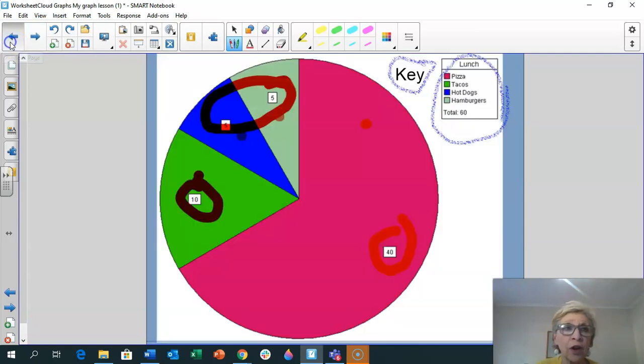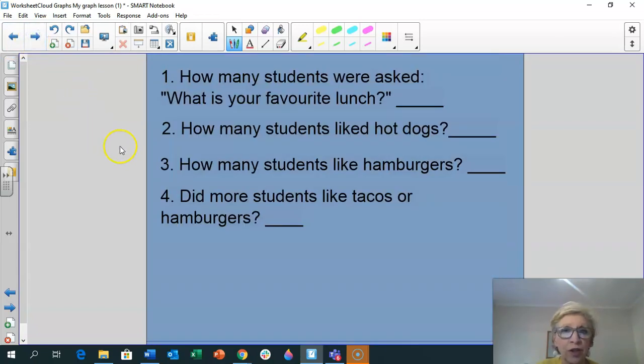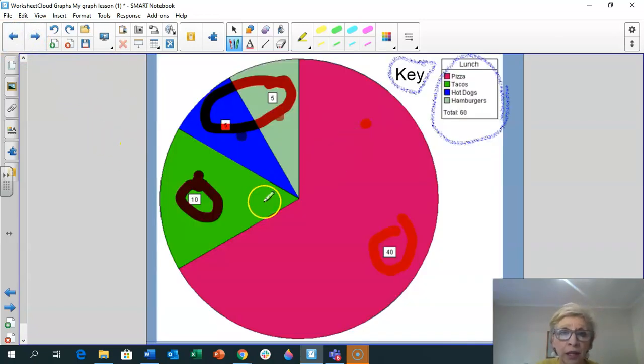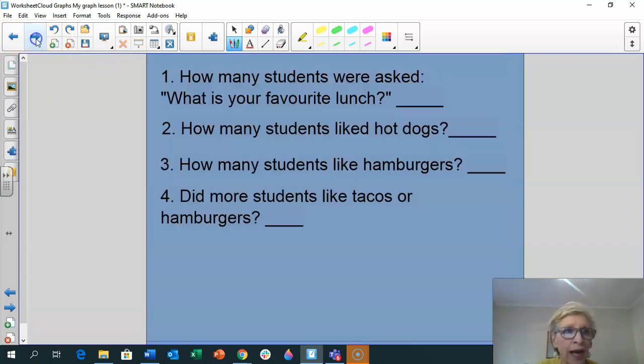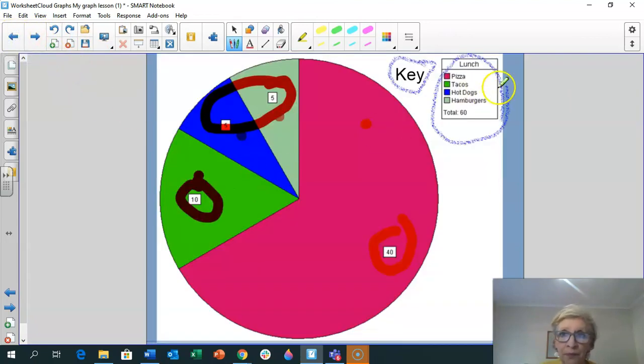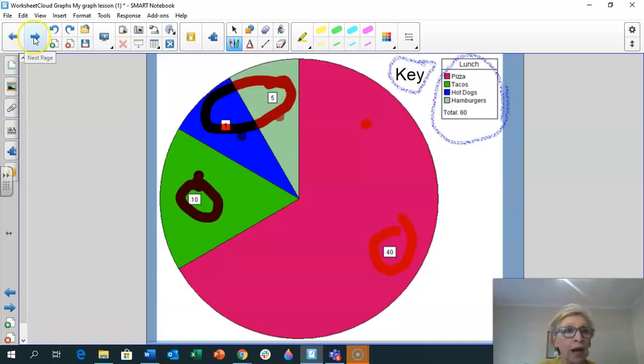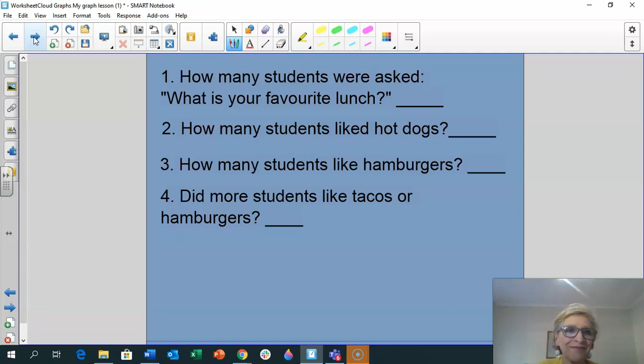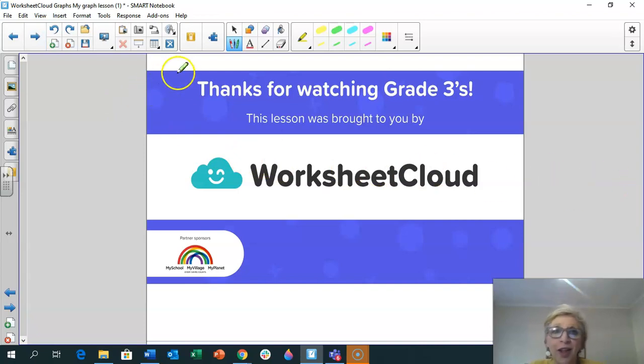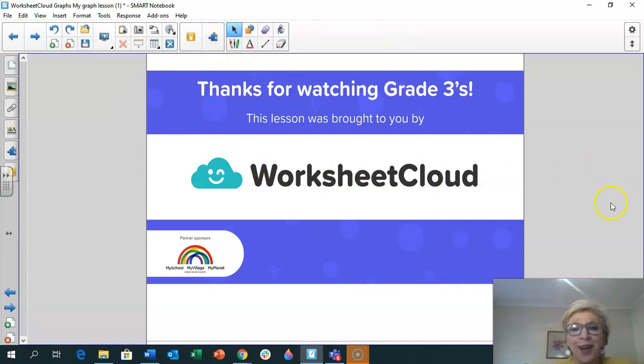Correct. How many students liked hot dogs? Well, hot dogs is the blue one. 5 students liked hot dogs. How many students liked hamburgers? Where are the hamburgers? That's that color. Also 5. And did more students like tacos or hamburgers? Which was more popular? Tacos are 10. So hamburgers were only 5. So more people like tacos than hamburgers. And of course, pizza was the winner with most sold. So the pizzas were the winner.